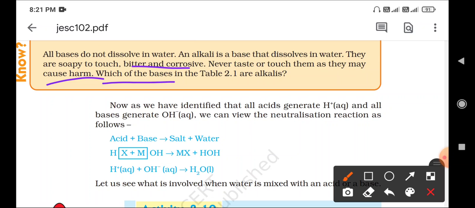Which of the bases in Table 2.1 are alkalis? So, Table 2.1.